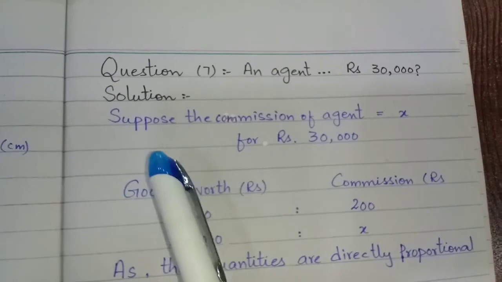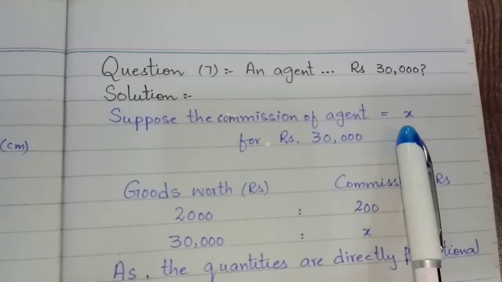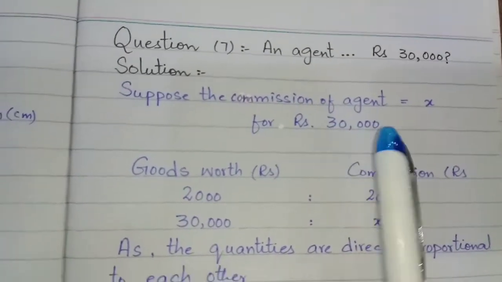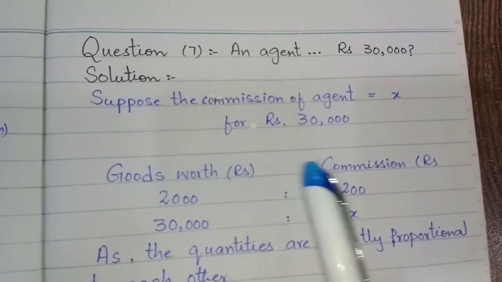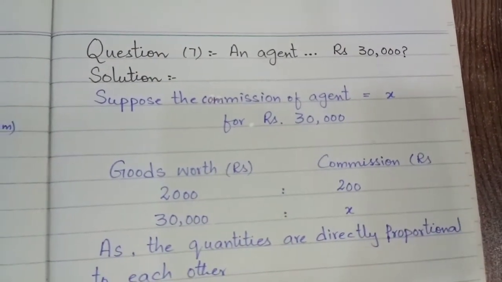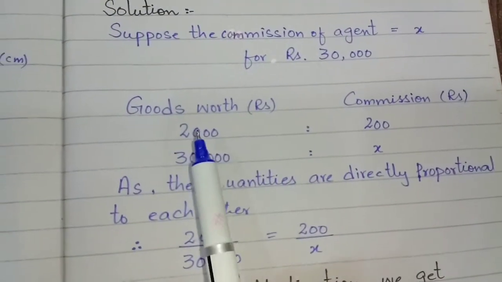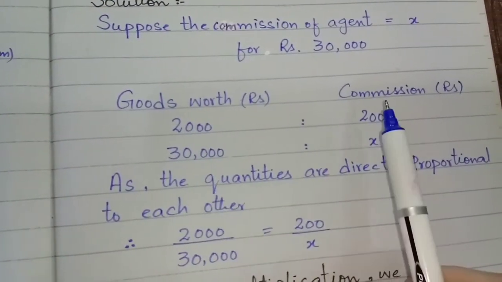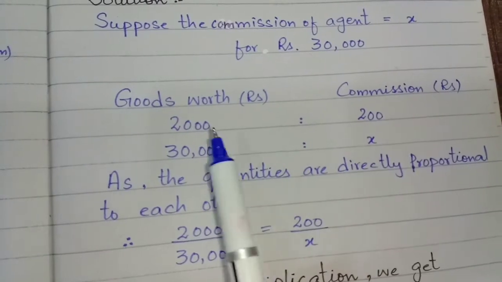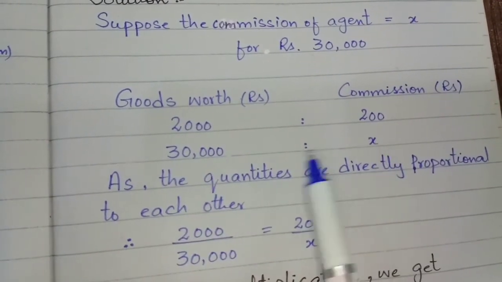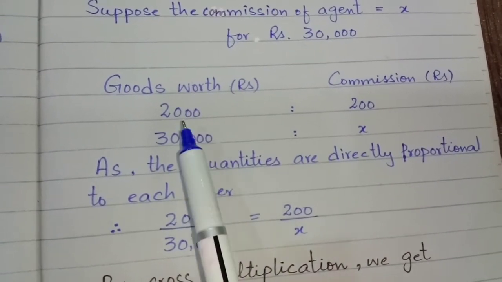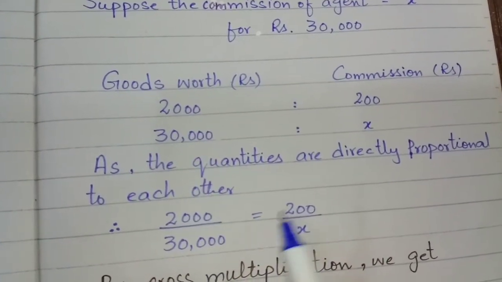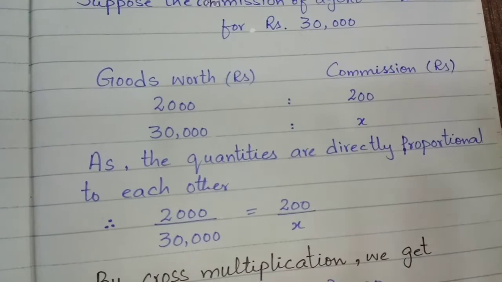Okay, first of all we have to suppose the commission of the agent is equal to x for rupees 30,000. Now two quantities are required in this question, that is goods worth and commission in rupees. So goods worth rupees 2,000 and he will get the commission 200 rupees. Goods worth, we have to find the commission on this value. So as the quantities are directly proportional to each other, 2,000 divided by 30,000 equals 200 over x.